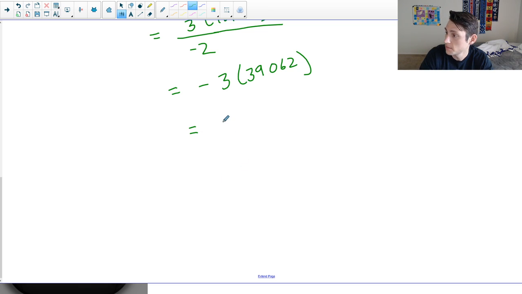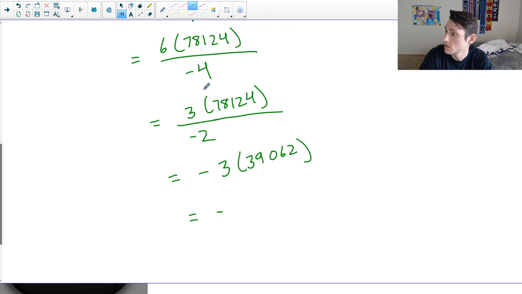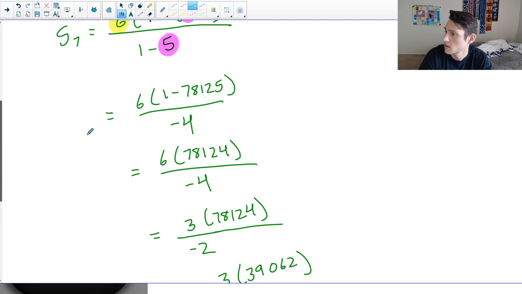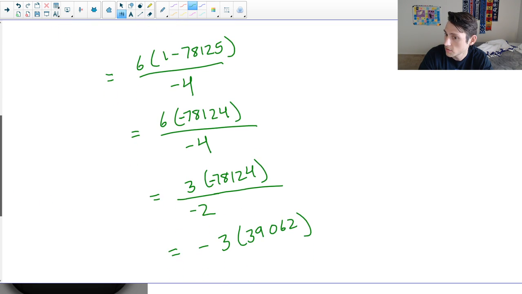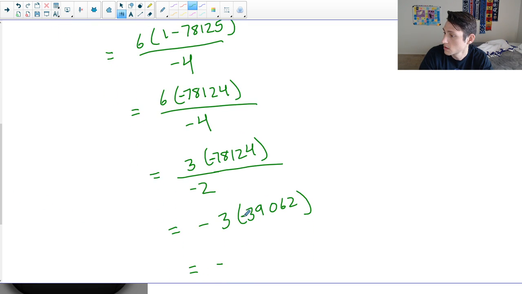Times negative 3. Oh, oops. Sorry. Hold on, I forgot. Up here, 1 minus, so this would be negative. So this would be negative, and the negative times the negative would make a positive. So we would get positive 117,186.